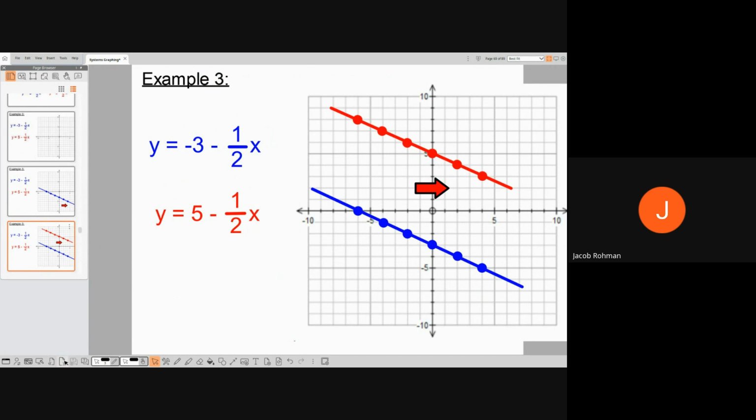And notice, since these are parallel lines, they have the same exact slope, they will never intersect. So this is our type 3 where we have no solution.